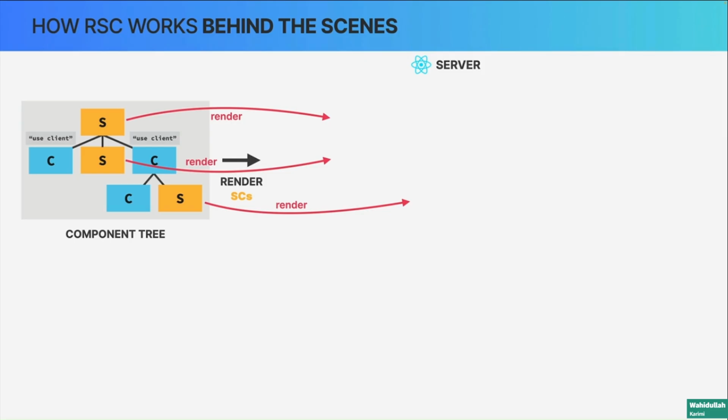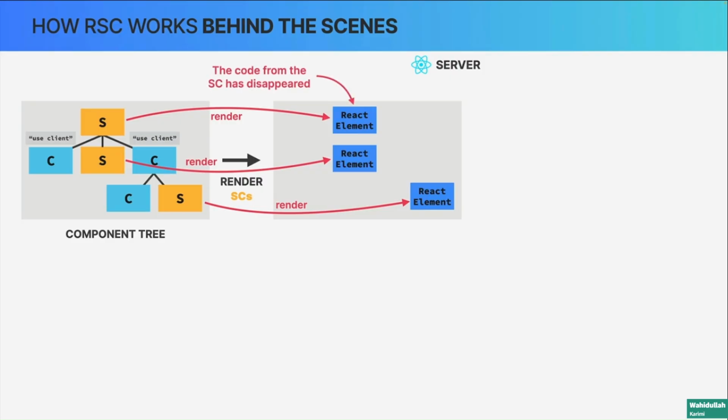And as we just saw in the previous slide, rendering a component simply results in a React element. Now, each of these React elements really just contains the output of the server component. So they only contain information on how the DOM for each component will look like, but they no longer contain the code itself that was necessary to render each component. So effectively, the code from the server component has disappeared right on the server. But why does that matter?